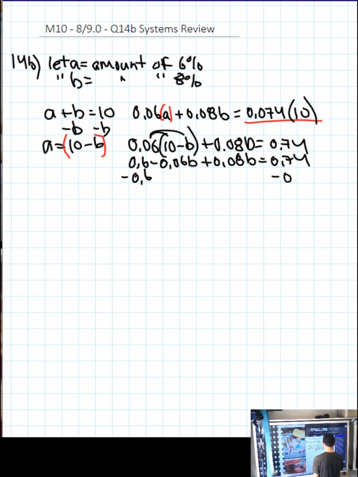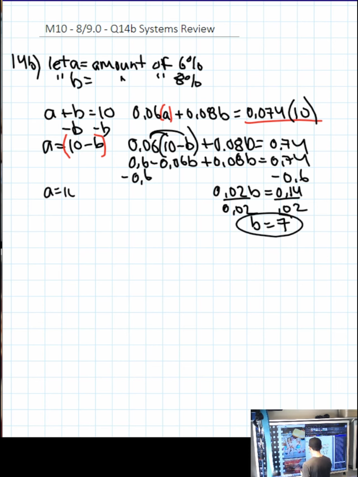Minusing 0.6 from both sides. On the left-hand side, 0.6 minus 0.6 is gone. Negative 0.06 plus 0.08 will be 0.02B equals 0.74 minus 0.6 will be 0.14. Divide both sides by 0.02. And B will therefore equal 7. Circle your answer. Put it in the other equation. A equals 10 minus 7. A equals 3. Circle your answer.